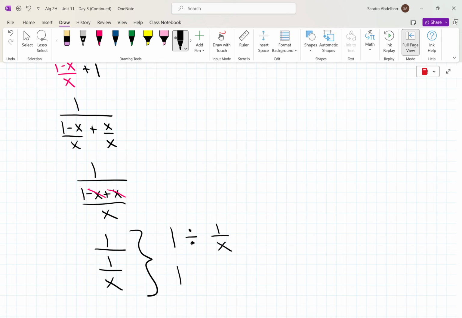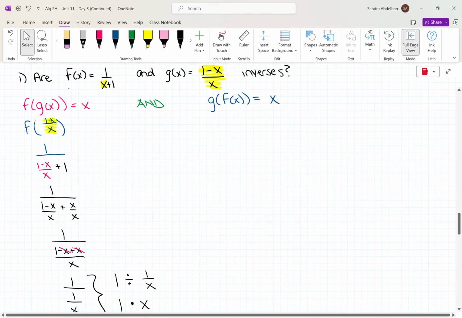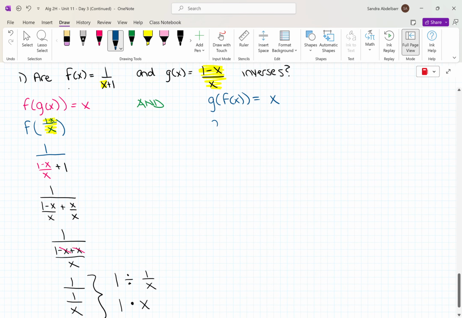At this point, this is going to be 1 divided by 1 over x, since the fraction bar means division. Keep, change, flip. Keep, change division to multiplication, flip 1 over x to x over 1, or just x. And what's 1 times x? x. So did we show f of g of x is equal to x? Yes. Am I done? No.